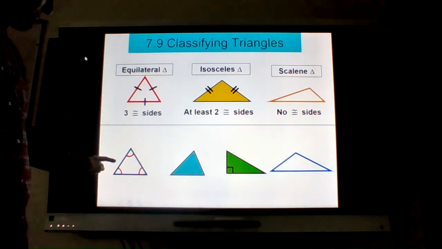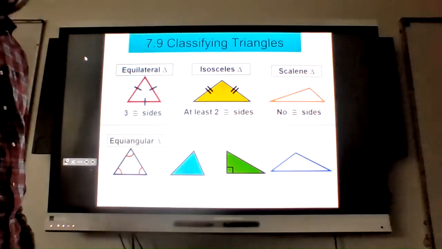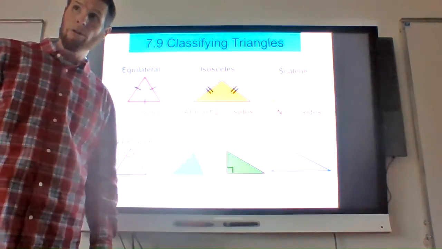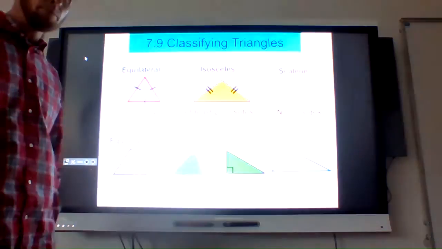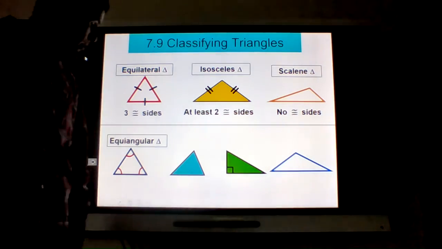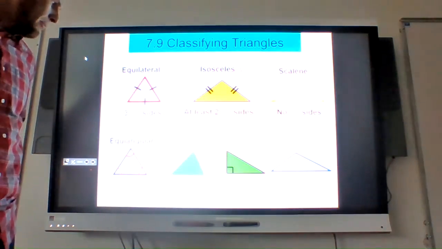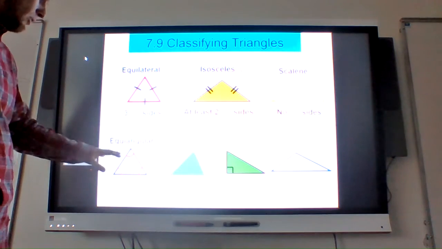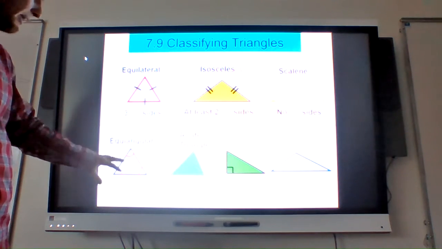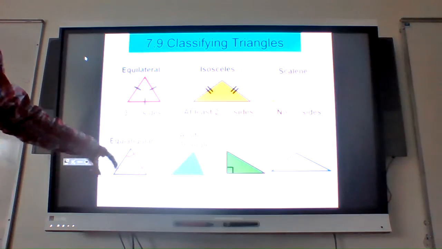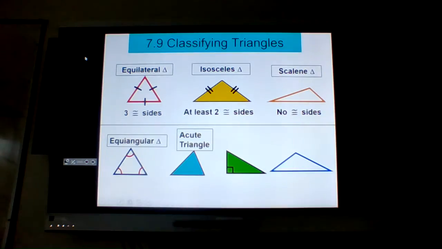If all the angles are equal, we call that equiangular. And that is not a made-up word. I'm not lying to you. Tyler, I'm not lying to you. That's how it's spelled, equiangular. Of course, that means all the angles are equal. We'll talk quite a bit about those. There's a ton of symmetry with those.